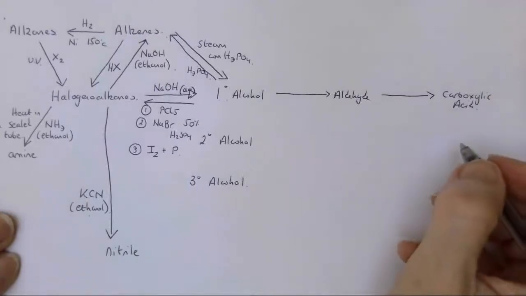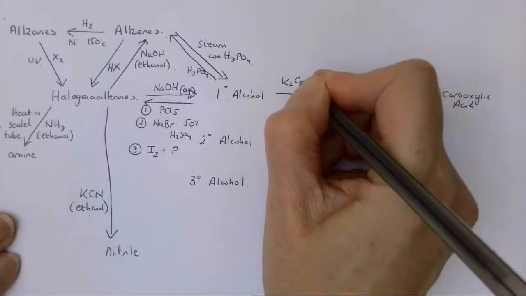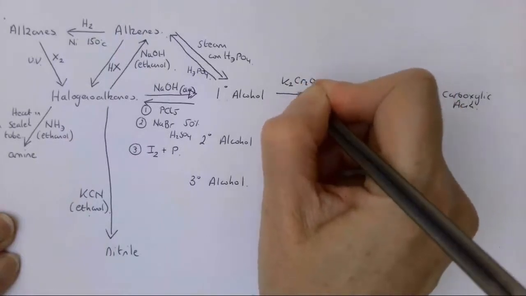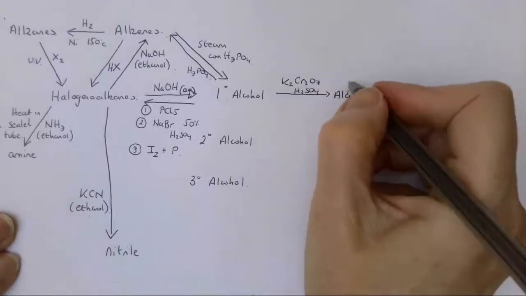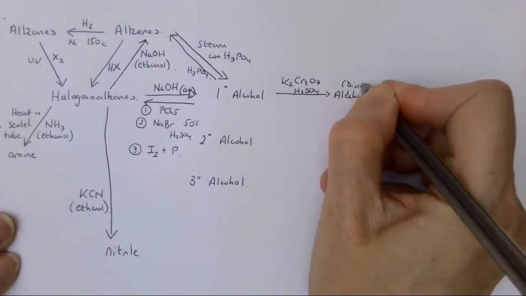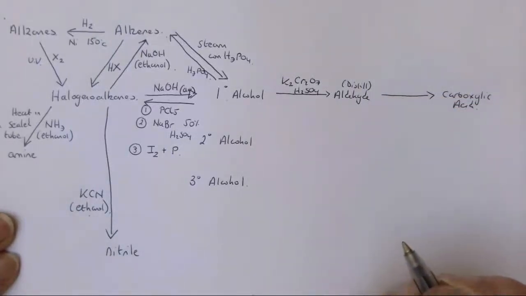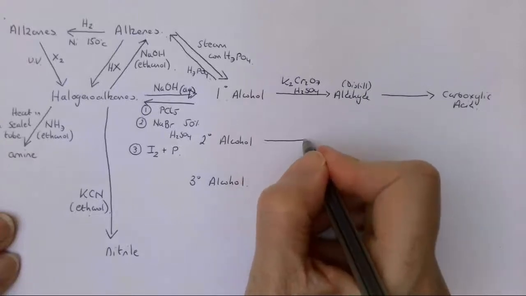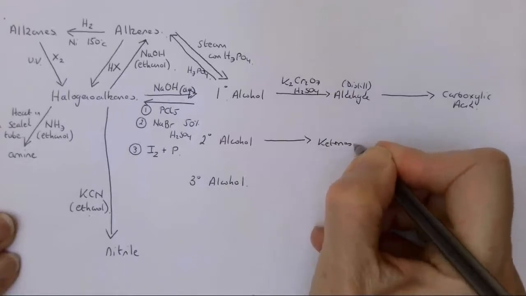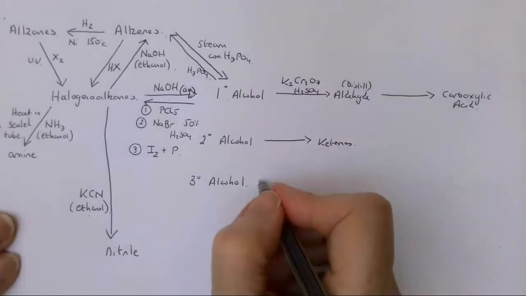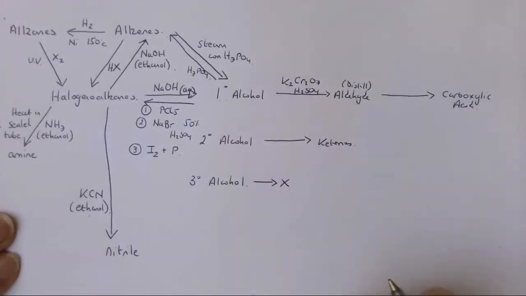This is all oxidation, and the reagents are potassium dichromate, K2Cr2O7, and sulfuric acid. Now, if I want the aldehyde, I have to distill it off as soon as it's formed. If I want the carboxylic acid, I'm just going to heat under reflux. Secondary alcohols can be oxidized to ketones using the same reagents, and tertiary alcohols can't be oxidized under normal conditions.